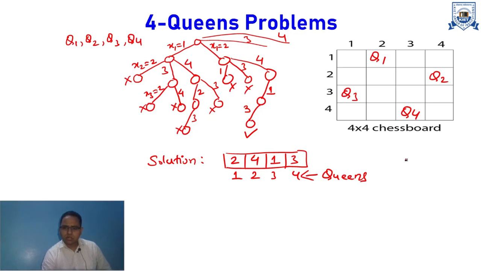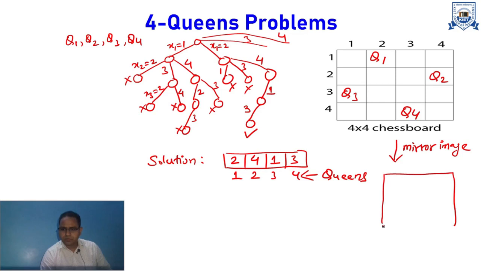So the shortcut we can say directly: if you complete this tree, you will get one more solution. But directly you can also write it by just taking the mirror image of this. If you take the mirror image, it is this. It is our 4 cross 4.